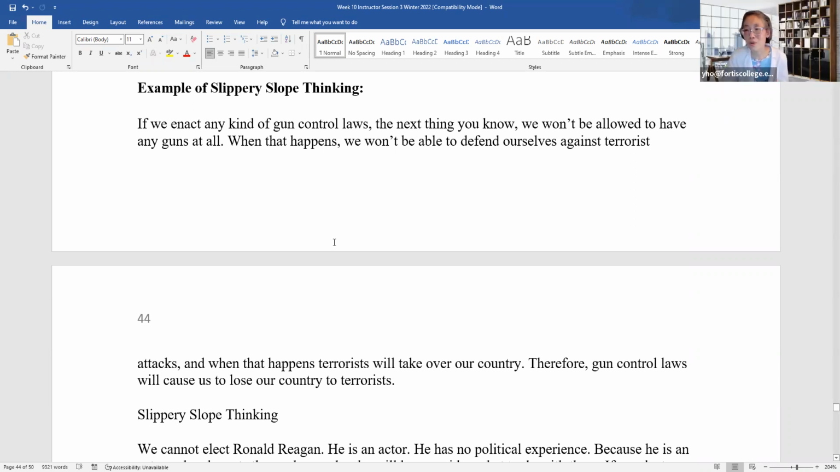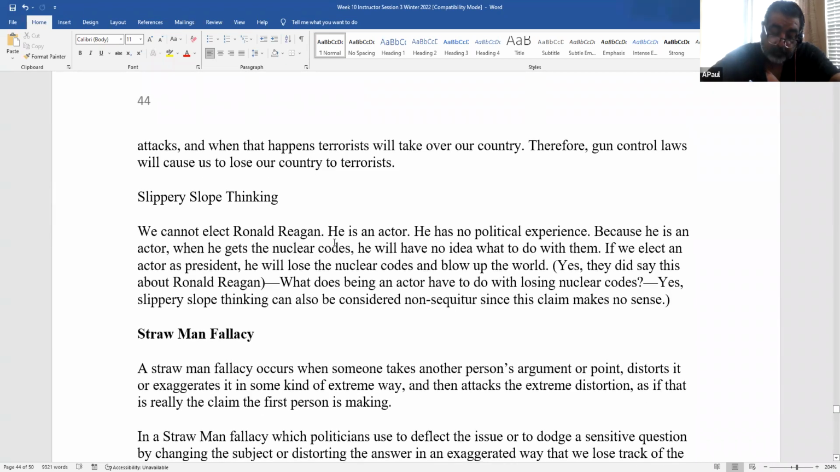Do you hear slippery slope thinking on TV all the time? Oh yeah, absolutely. It's a good way for media to get people engaged. Yeah, in other words, here's another one. We cannot elect Ronald Reagan. He is an actor. He has no political experience.